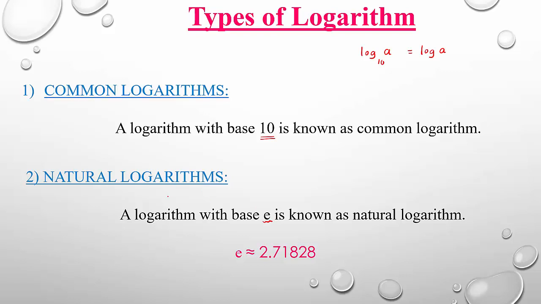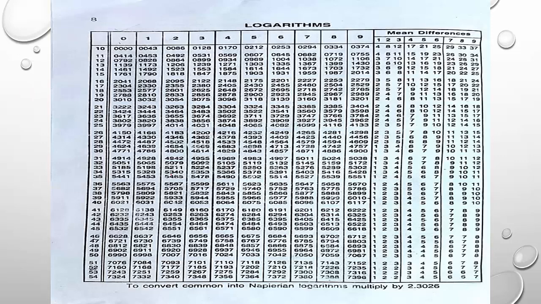So there are two types of logarithms, common logarithm and natural logarithm. Common logarithm is having base 10, natural logarithm is having base e. Is it clear? Now you can see this is a log table. Here you can observe this vertical column, the first vertical column. We are going to call it the main column.